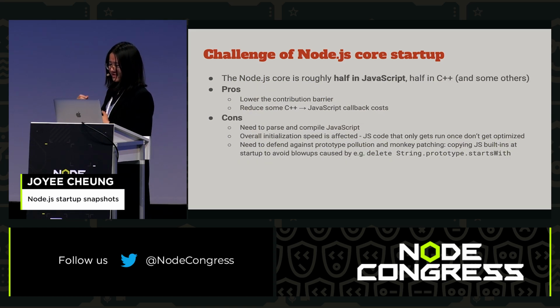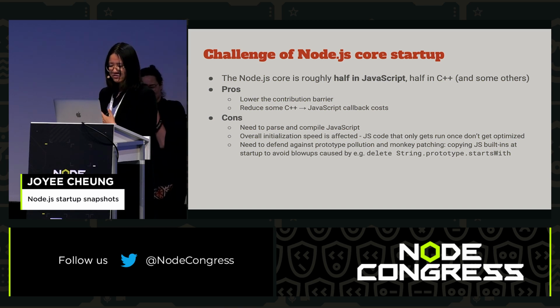And another part of this challenge is that the Node core is written about half in JavaScript and half in C++. So a lot of those internals in Node are actually implemented in JavaScript. The upside of this is that this lowers the contribution barrier. In some cases, it reduces the C++ to JavaScript callback costs. But at the same time, this makes it harder to keep the startup performant.